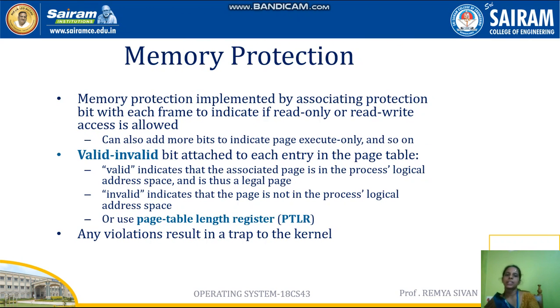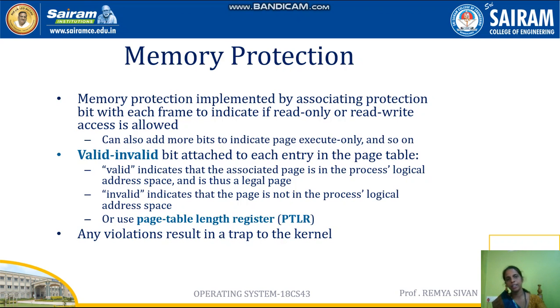Memory protection. Memory protection is implemented by associating a protection bit with each frame to indicate whether the frame is read-only, read-write, or execute-only. There is one separate bit along with the frame number, and one more bit in the page table. That bit is known as the valid-invalid bit, to check whether you are accessing valid data or invalid data. Valid indicates that the associated page is in the process's logical address space and is thus a legal page. Invalid indicates that the page is not in the process's logical address space, or use the page table length register. Any violation results in a trap to the kernel.